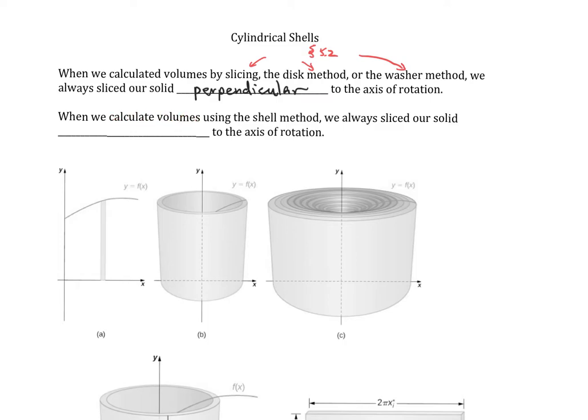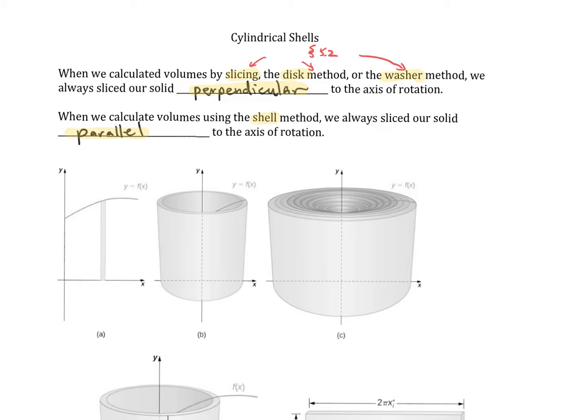Okay. When we calculate volumes using the shell method, we always slice our solid parallel to the axis of rotation. So this is the exact opposite of what we did earlier. Before we did perpendicular, and that was for slicing, disk, and washer methods. But when we do the shell method, we want to go parallel. All right. So why don't we take a look at this picture down below over here.